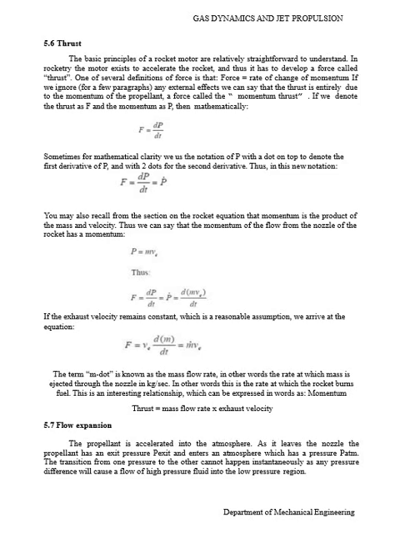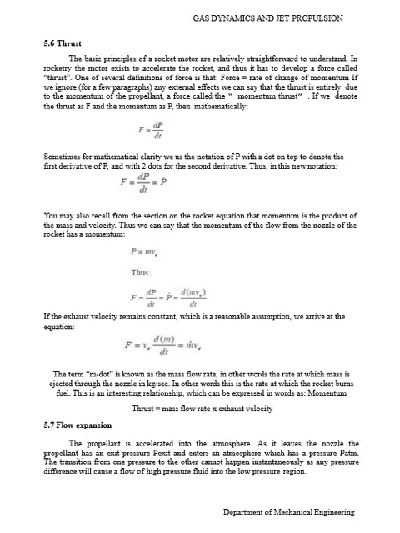If we denote the thrust as F and the momentum as P, then thrust is equal to the change in momentum with respect to time. Sometimes for mathematical clarity we use the notation P with a dot on top to denote the first derivative of P, and two dots for the second derivative. Thus in this new notation, F equals P dot. You may also recall from the section on the rocket equation that momentum is the product of mass and velocity. Momentum P equals mv.